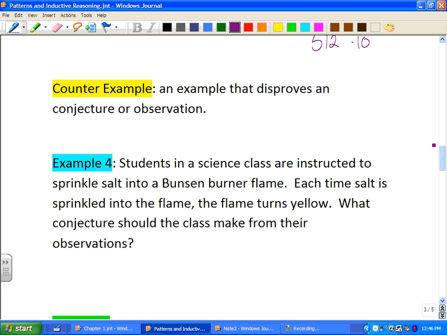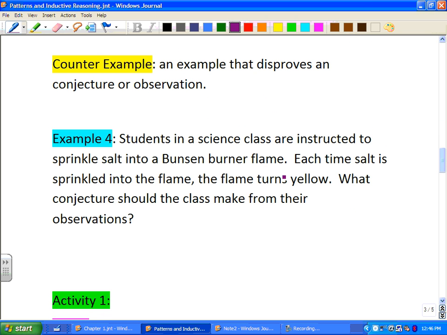Now, students in a science class are instructed to sprinkle salt into a Bunsen burner flame. It says each time the salt is sprinkled into the flame, it turns yellow. It says, what conjecture should the class make from their observations? Salt turns the flame yellow. Okay. Now let's say you get a different kind of salt. Okay, you made an assumption that all salt.